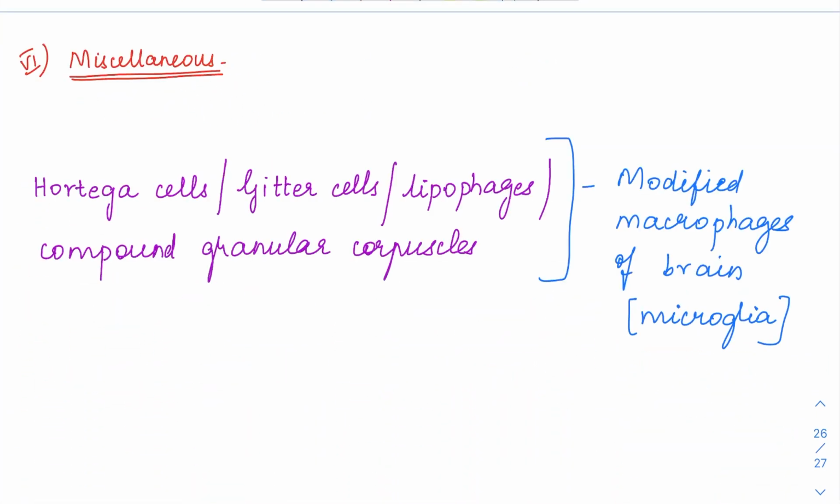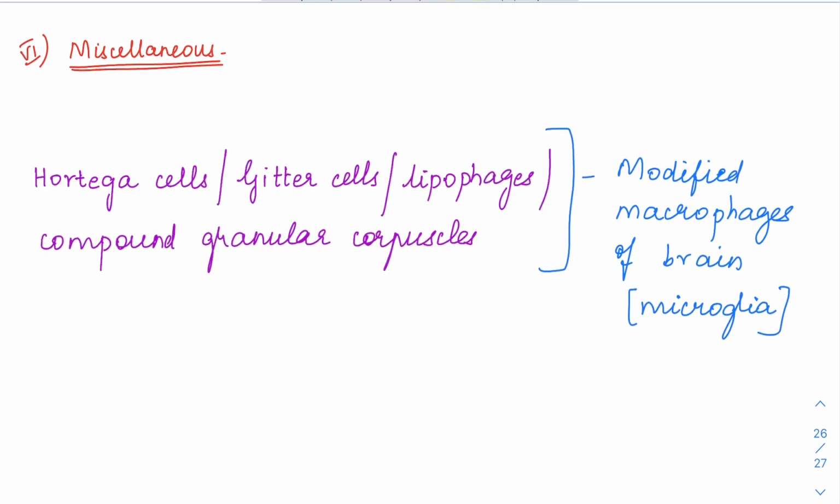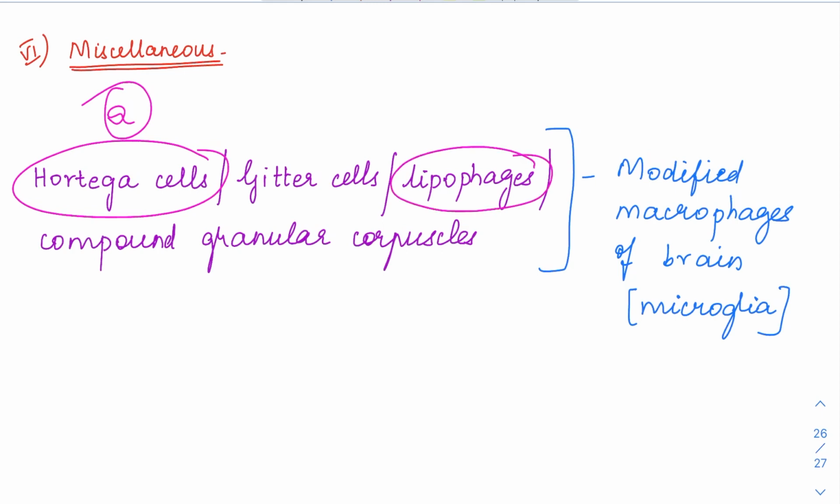The last heading under the CNS chapter will be Gitter cells. It was also asked one time in MCQ. So what are these cells? These are again modified macrophages of the brain. These modified macrophages are microglial cells, right? When these microglial cells eat up the myelin, they are called lipophages also. Myelin is composed of lipid, right? So when they eat that up, they are called lipophages, Gitter cells or compound granular corpuscles. All of these names are given to the modified macrophages in the brain.